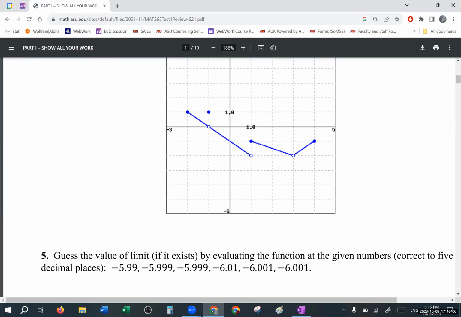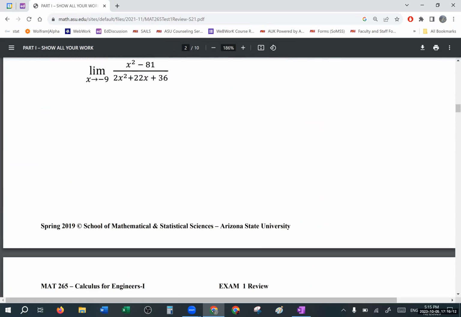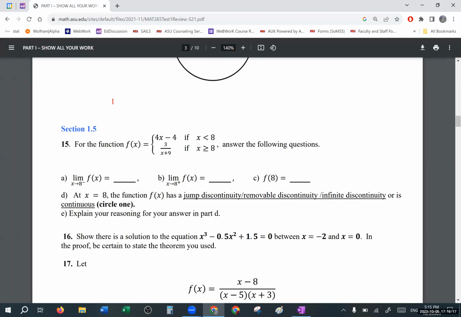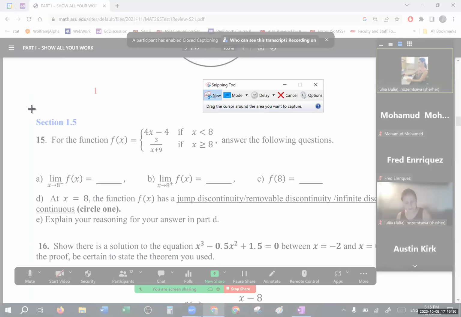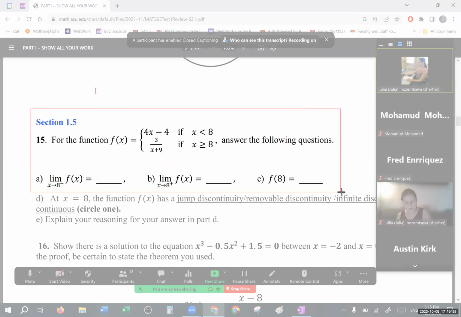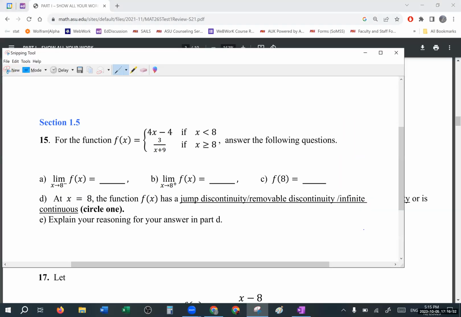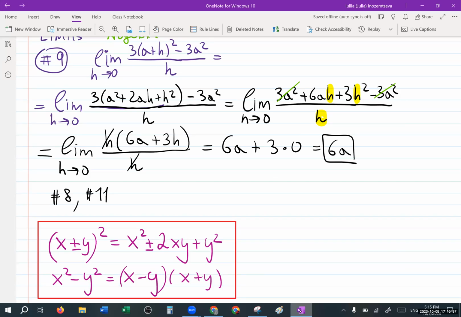Good. Now, number 15, it says here. Let me see what's number 15. Oh, yeah, this. So let's do this one. Let me do snip. How to work with piecewise functions. Good. And also this example is nice because it reviews lots of definitions.